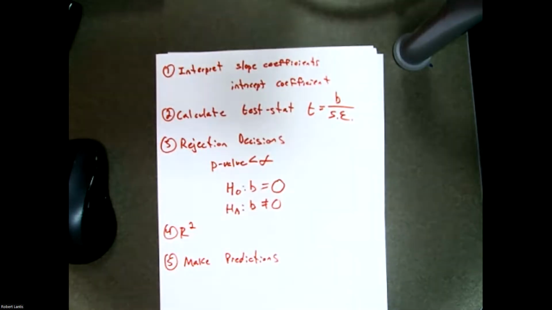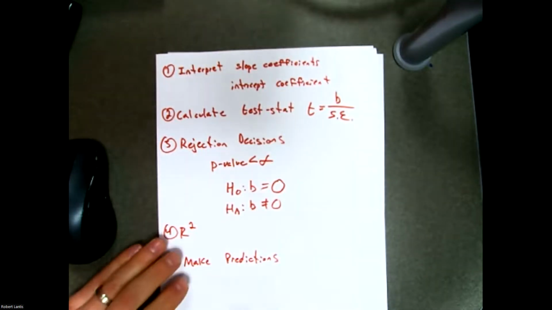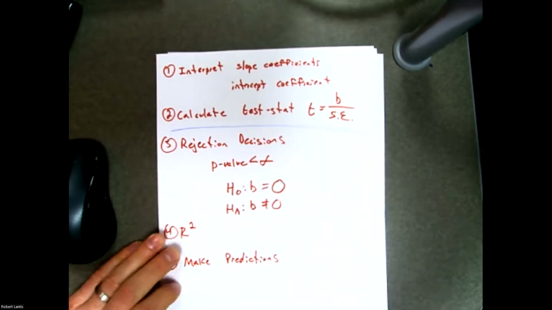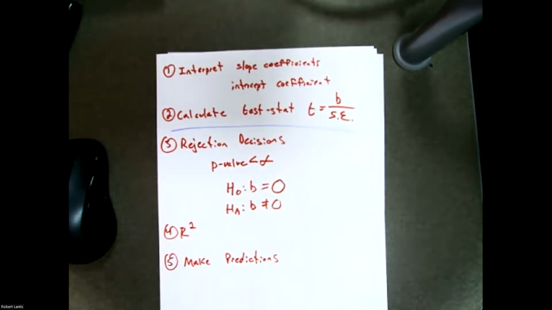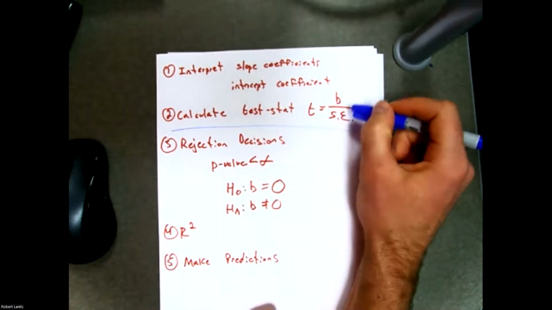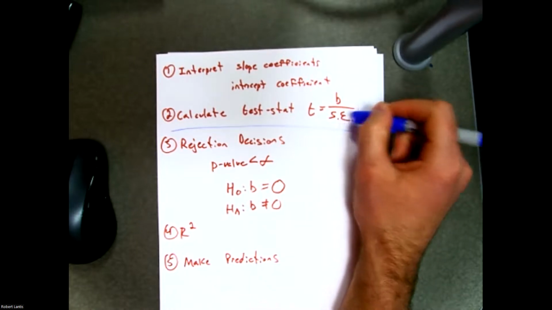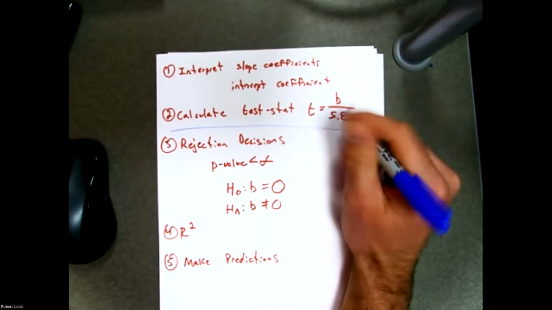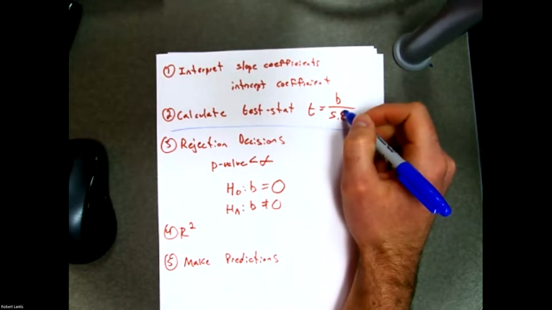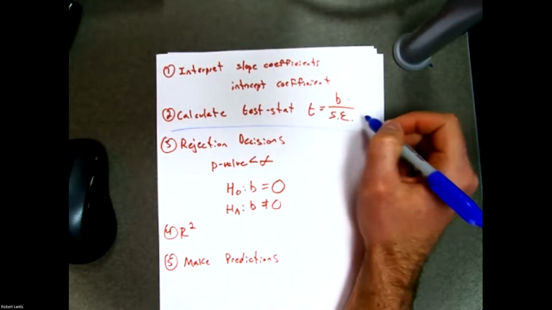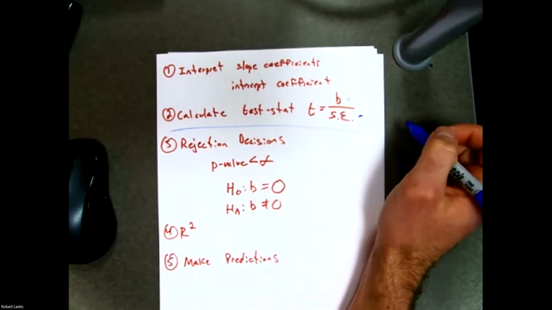What should be the easiest problem on the exam is when I ask you to calculate a test statistic from linear regression output. All you do is take that coefficient and divide it by that associated standard error from the Excel output. This equation is on the formula sheet as well, but that should be really easy. Okay. So this is given to you in Excel.